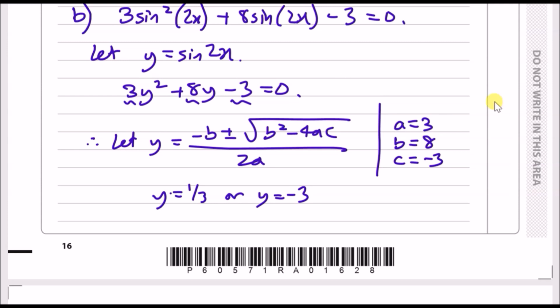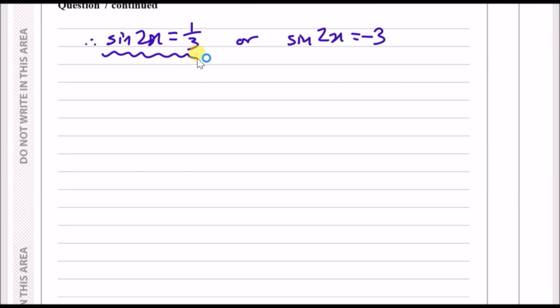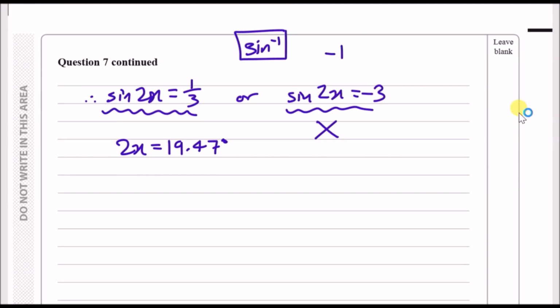Now if we just replace y with sine 2x, therefore sine 2x equals either a third or sine 2x equals negative 3. So sine inversing the first result and making sure your calculator is set in degrees mode, you should get a 2x result of 19.47 degrees. However, if you sine inverse this one, you would actually get a math error. The reason is that you can only sine inverse values between -1 and +1. So technically, -3 is outside the range. That's why it doesn't make sense.